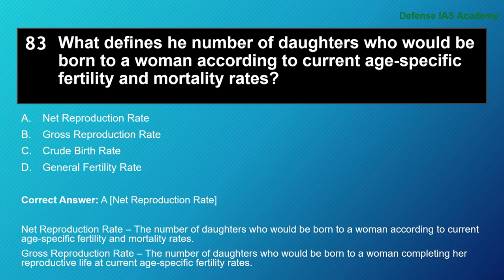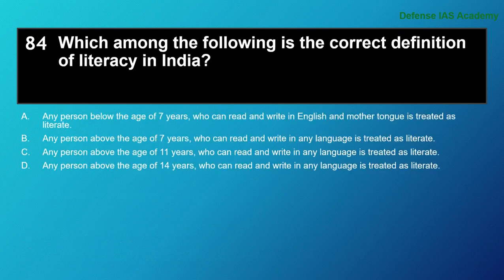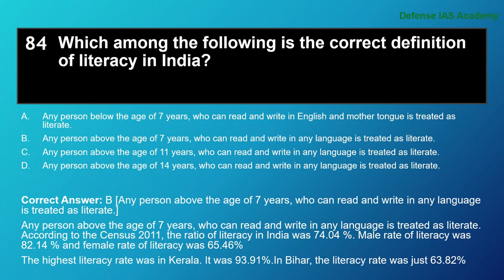What defines the number of daughters who would be born to a woman according to current age-specific fertility and mortality rates? The answer is option A, net reproduction rate. It is the number of daughters who would be born to a woman according to the current age-specific fertility and mortality rates. And the gross reproduction rate is the number of daughters who would be born to a woman completing her reproductive life at current age-specific fertility rates.